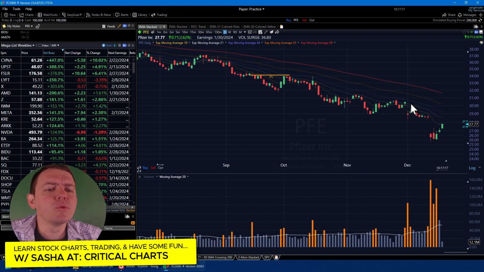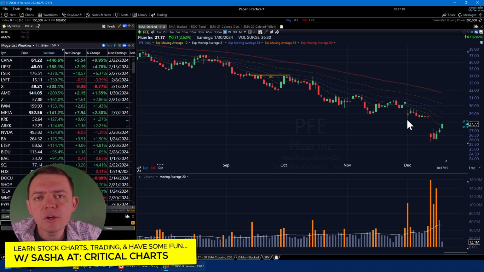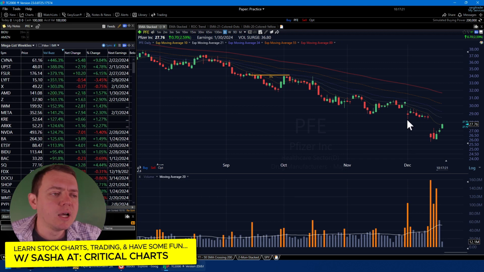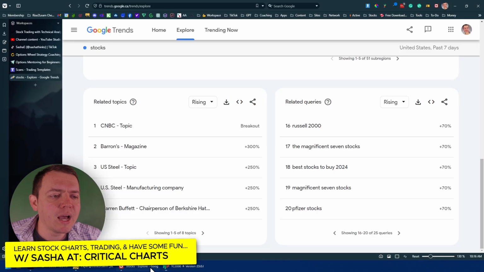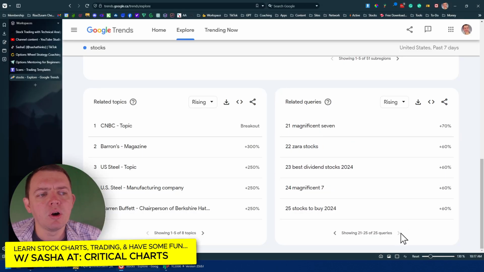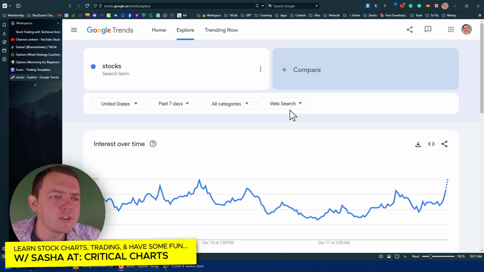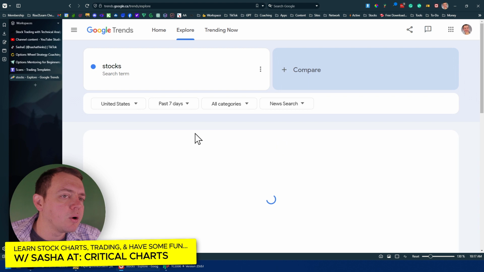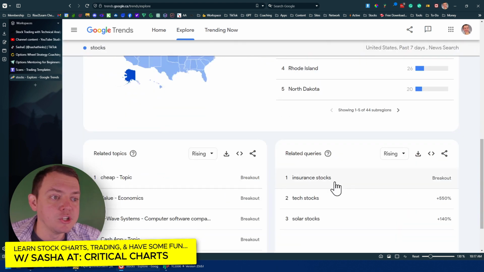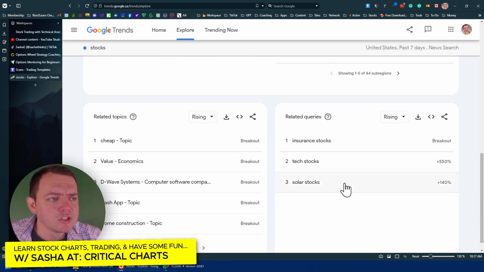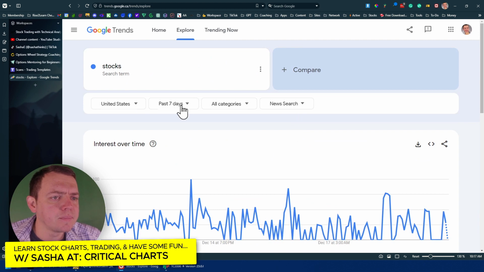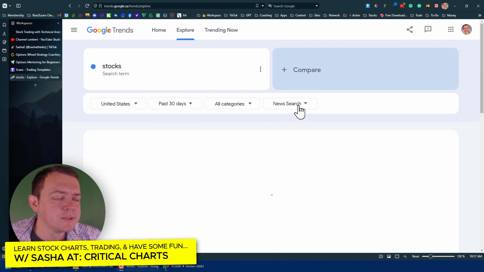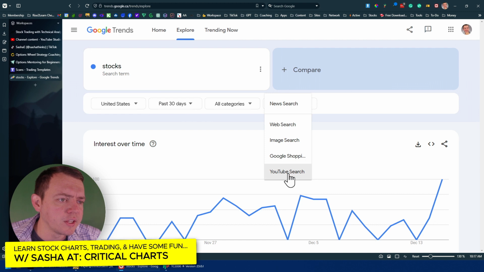So depending on what you're really looking to do and accomplish, depending on your strategy in the marketplace, Google Trends may or may not be a good solution. It's just there to see which ones are being talked about. Now, the other thing you could do is instead of a web search, you could see what about the news search? What's happening with stocks here, insurance stocks, tech stocks, solar stocks. So they're looking at this. You could also go for the past 30 days. Or the other thing is YouTube search.